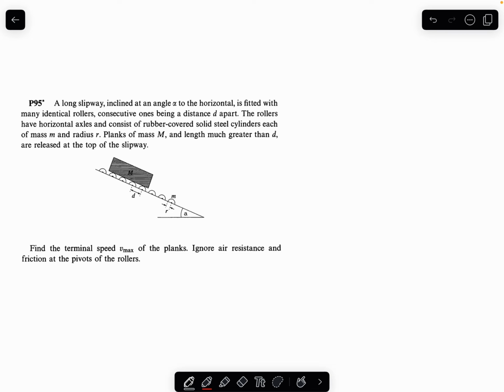The problem asks us to find the terminal speed v_max of the planks, and we should ignore air resistance and friction at the pivots of the rollers.